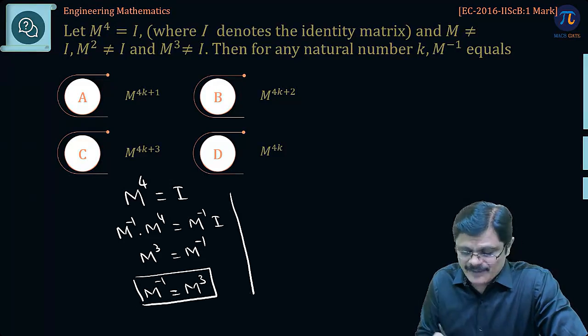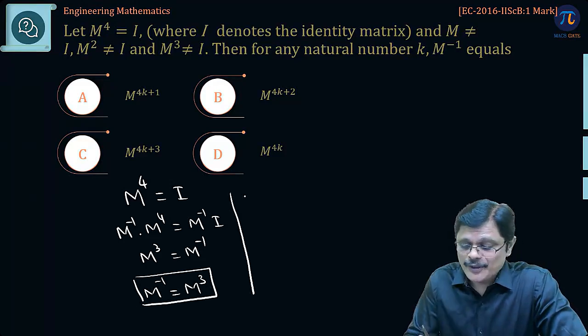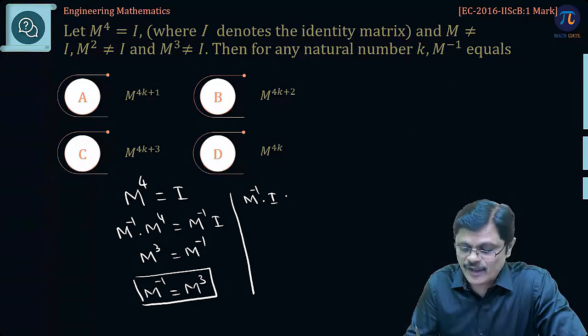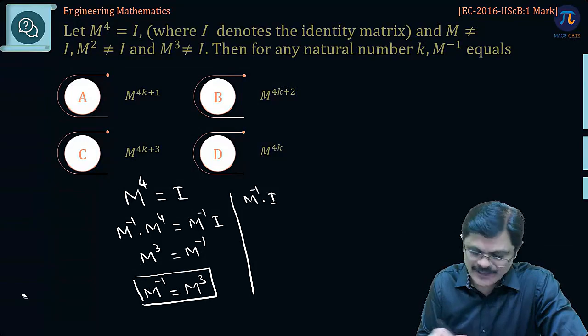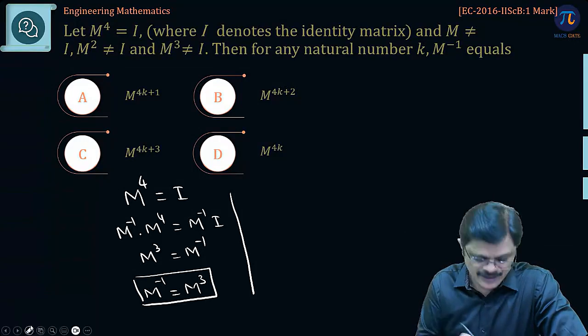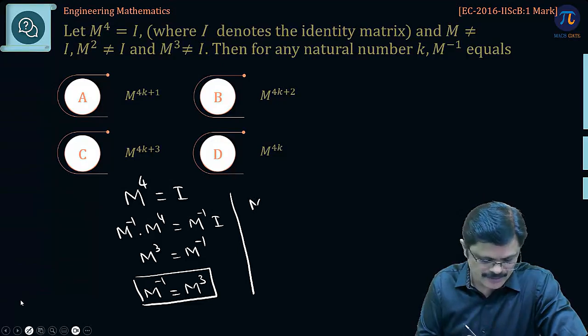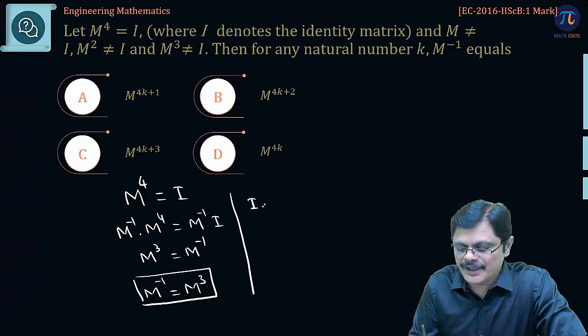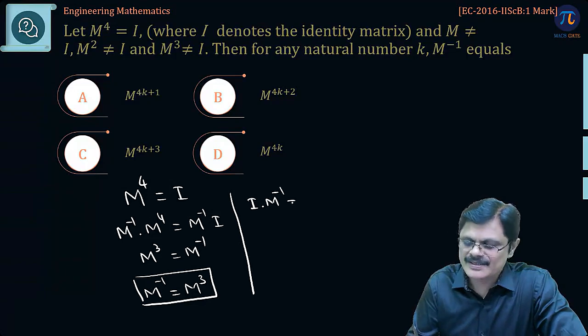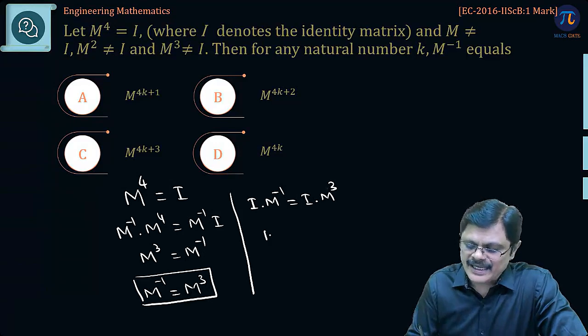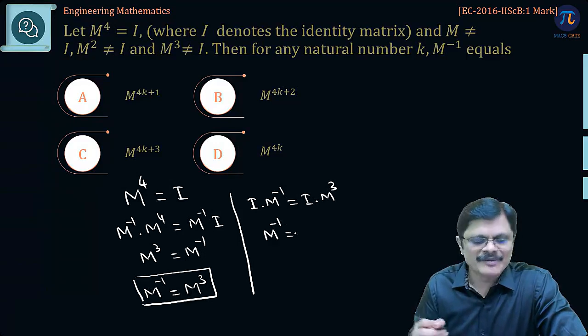Now, M inverse is equal to M cube. You can multiply on both sides with identity. There will not be any problem. Let us multiply on the left side: identity into M inverse is equal to identity into M cube. This I write as identity into M inverse, which is M inverse only.